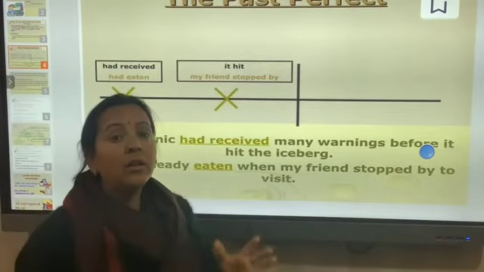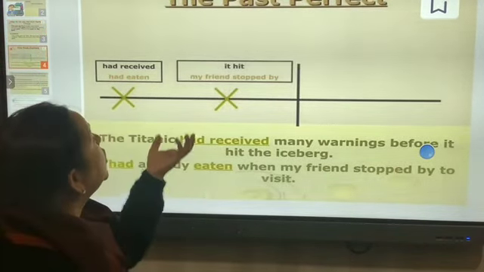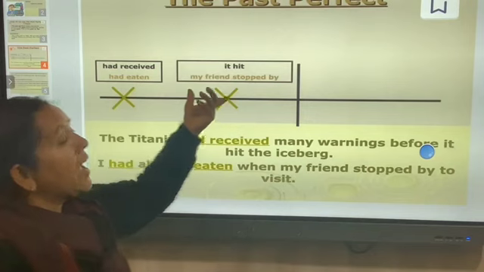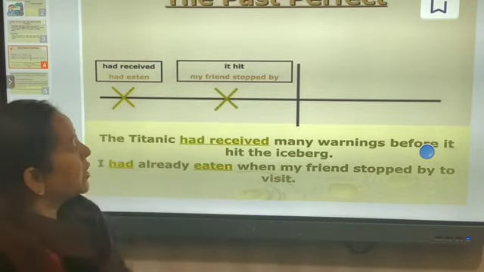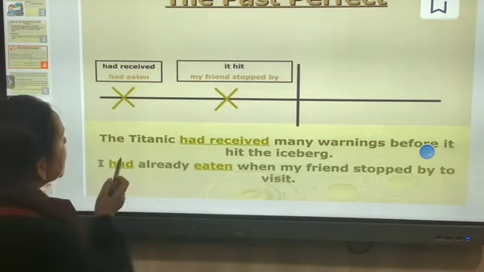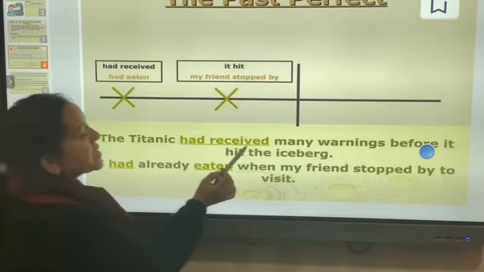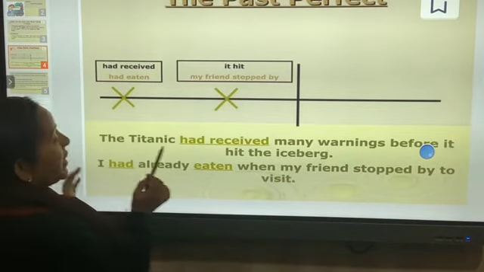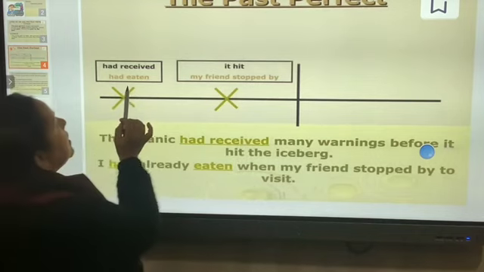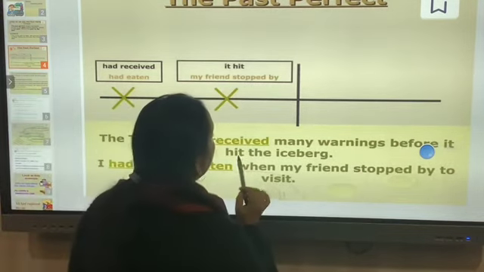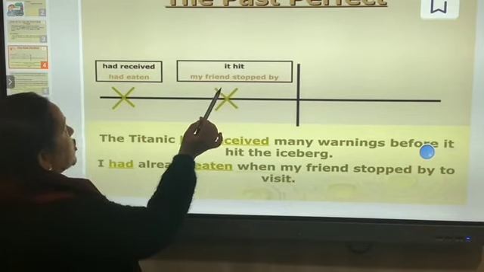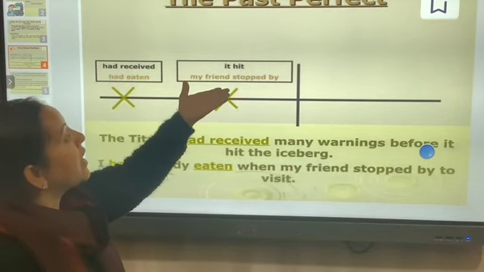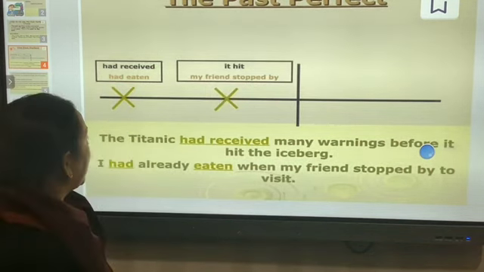So we saw that in past perfect tense there are two past actions. One action is the earlier action and another is the later action. Please focus on this example. The Titanic had received many warnings before it hit the ice wall. The Titanic had received many warnings is the earlier action and it hit the ice wall is the later action. The earlier action has been written in past perfect tense and the later action is written in past indefinite tense.